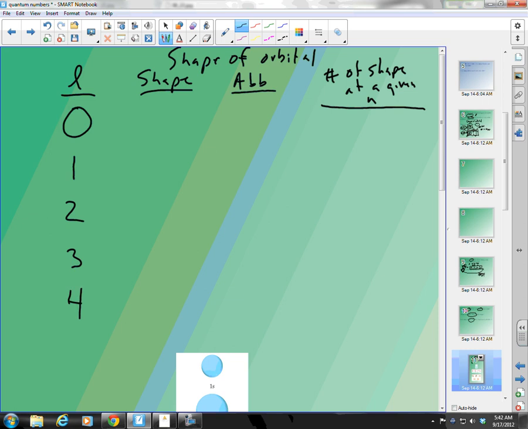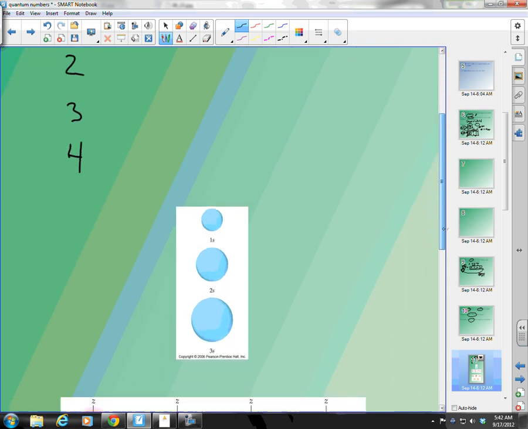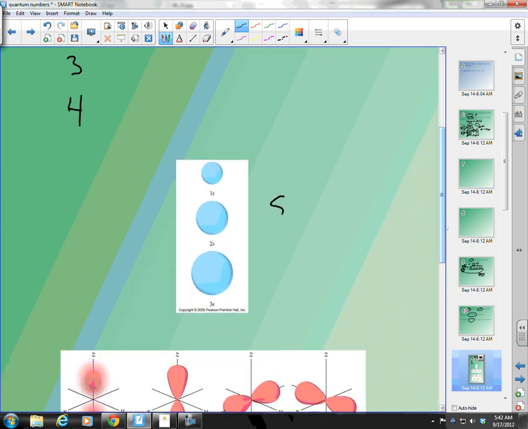Good. What's the shape? Well, the shape of L equals 0 is what we call a sphere. Good. And believe it or not, the abbreviation for sphere is S. And we have only one of those at every energy level. Got it? And what's a sphere? Well, this is a sphere. And we want to thank our fine folks at Pearson Prentice Hall here. This is the 1s sphere.